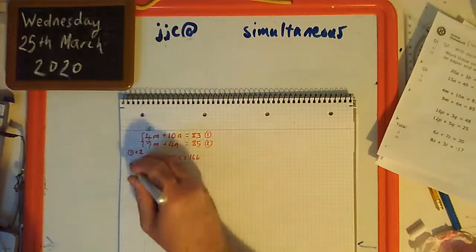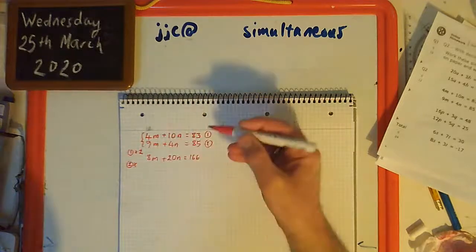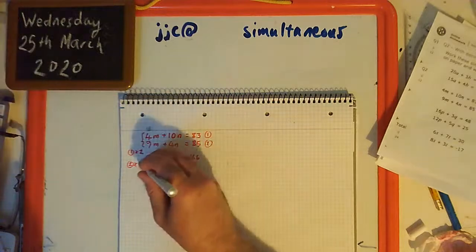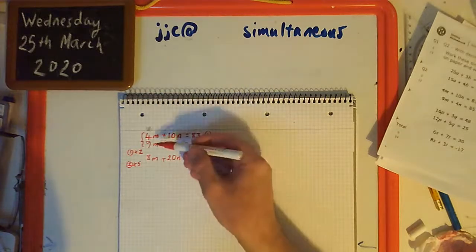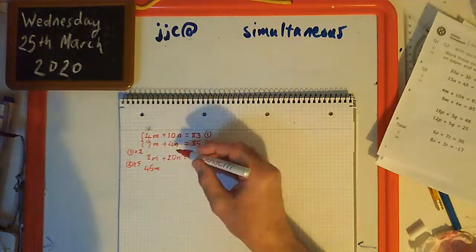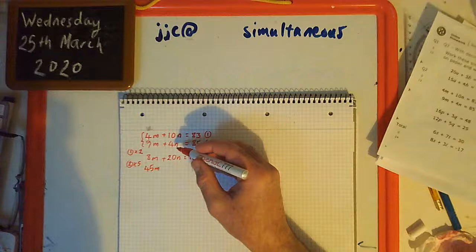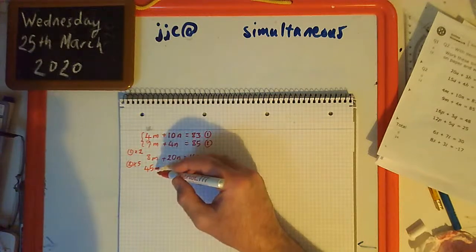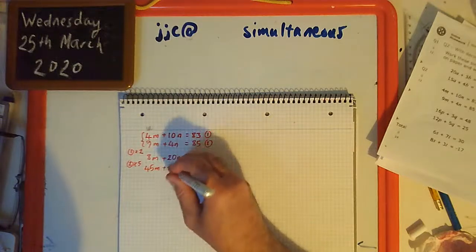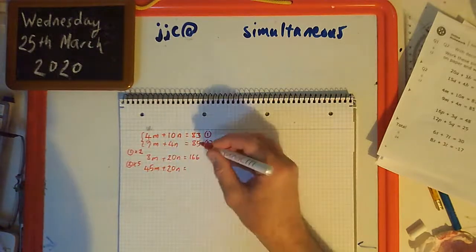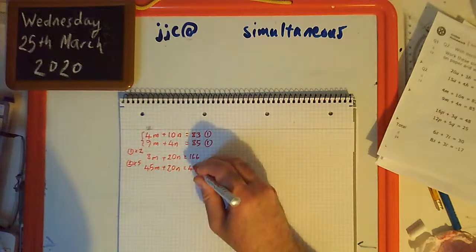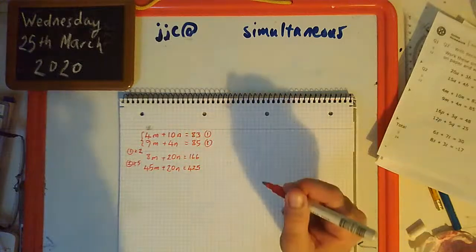And then for equation 2, I'm going to have to multiply everything by 5 to make it up to 20n. So everything in equation 2 times 5. 9m times 5 is 45m. 4n times 5 is 20n. And 85 times 5 is 425, I hope, off the top of my head.